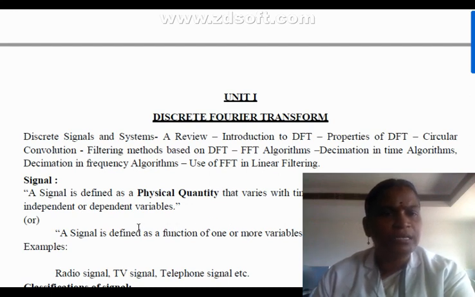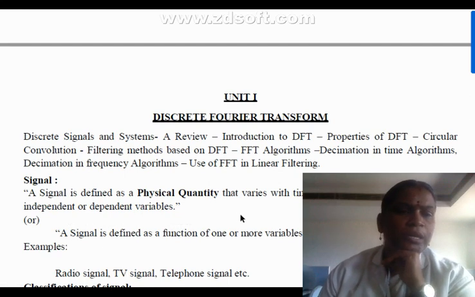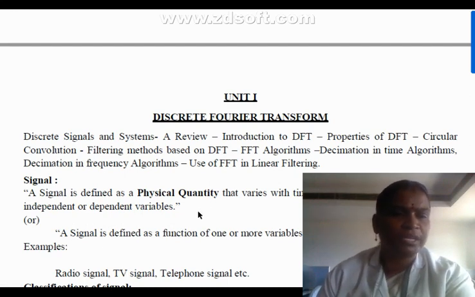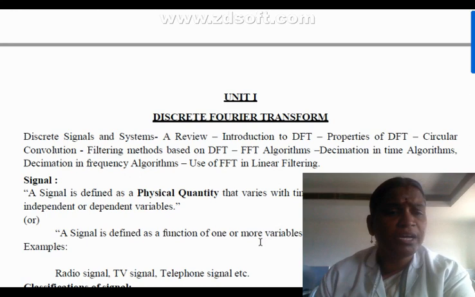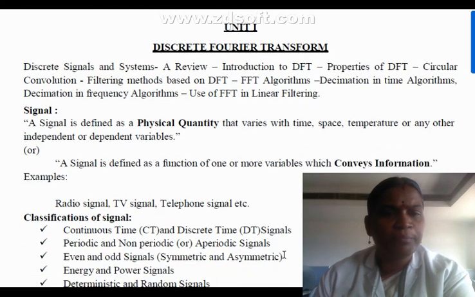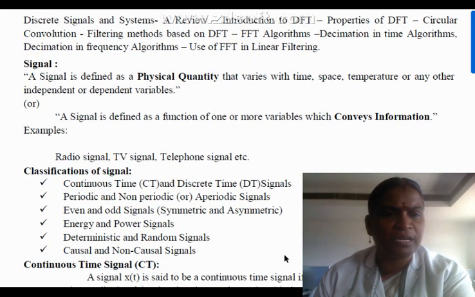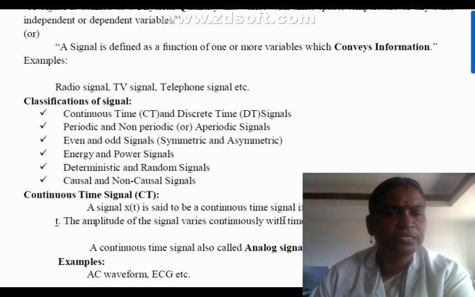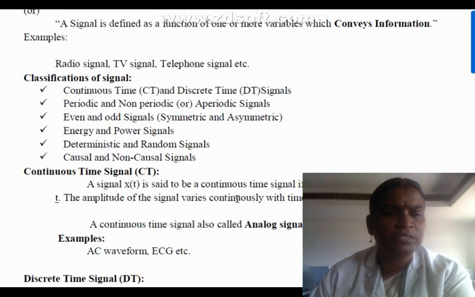The signal, you know, is one of the physical quantities. It varies with time and space. It may be a temperature. It is an independent or dependent variable. Generally we define a signal as a function of one or more variables which conveys information. Example, radio signal, TV signal and telephone signal. Classification of signal: continuous time signal, discrete time signal, periodic and aperiodic signal, even and odd signal, energy and power signal, deterministic signal and random signal, causal and non-causal signal.